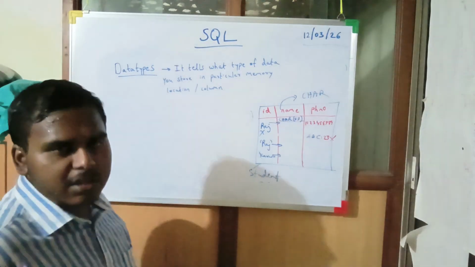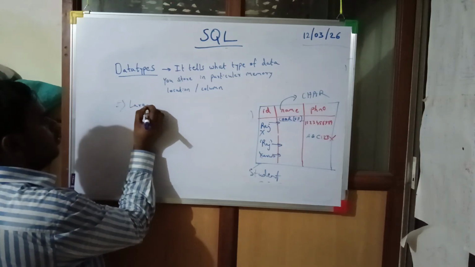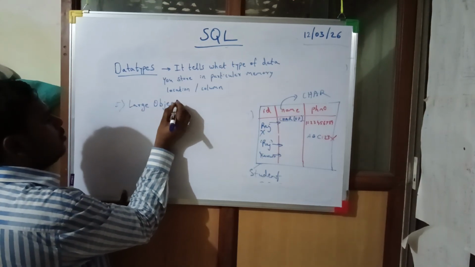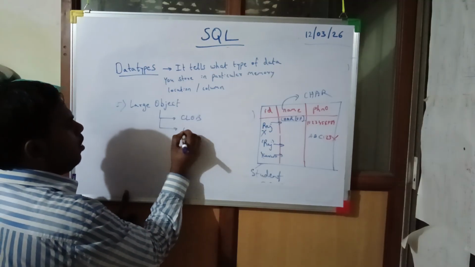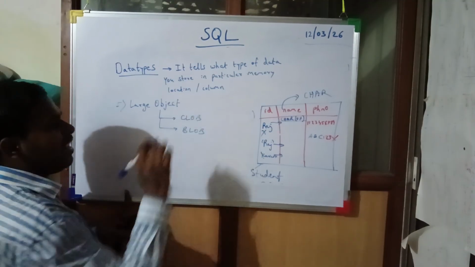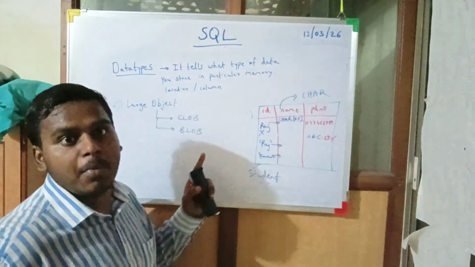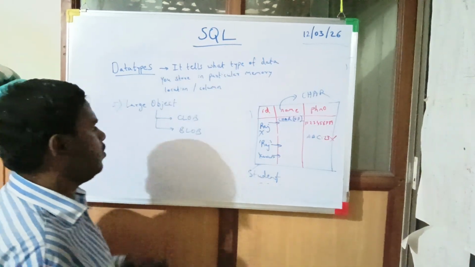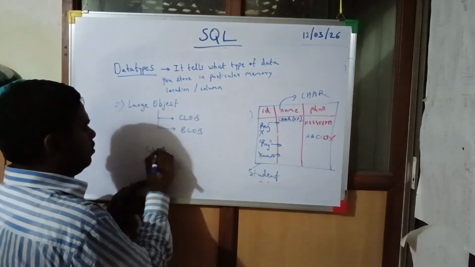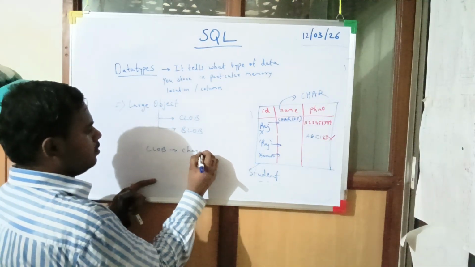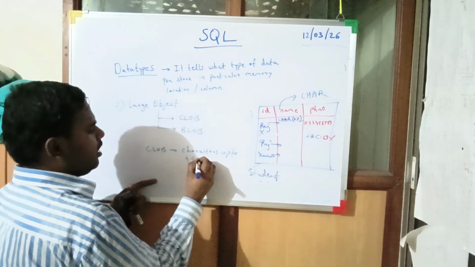So the last data type for the day is large object. Okay, in large object there are two types. One is CLOB, one is BLOB. CLOB means character large object, and BLOB is binary large object. Why are these two important? CLOB can store characters up to 4 GB size.